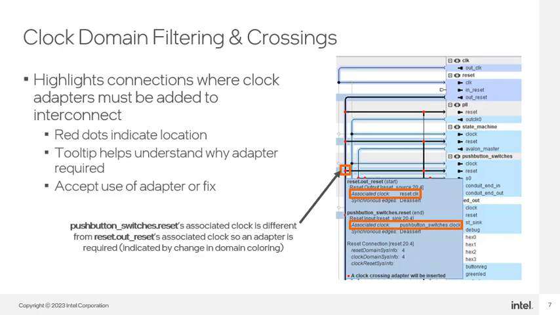In the example shown here, the reset interface of the push-button switches component is synchronous to a clock that is different from the clock used for the source of the reset. The tooltip explains this difference, and the different colors show how the components are in different clock domains. Note that this may be okay for the design, since the whole idea behind Platform Designer is to automatically add logic to the interconnect to fix issues like this. However, if timing issues are found in the clock domain crossing, using the same clock for both the components may fix the issue. We'll take a closer look at reset interfaces next.